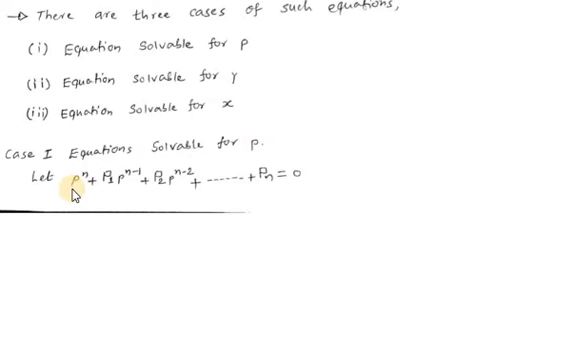So let p raised to n plus capital P1 into p raised to n minus 1 plus capital P2 into p raised to n minus 2 plus and so on, plus capital Pn equals to 0. Here small p is dy by dx. So this is a first order differential equation and its maximum power is n. So this is a first order differential equation of nth degree.